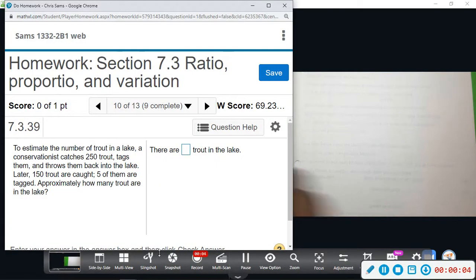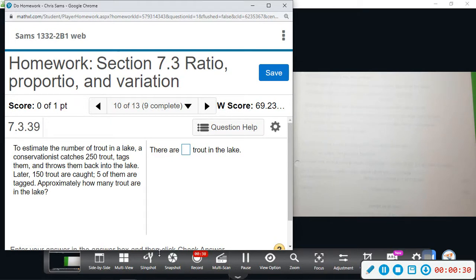Alright, number 10 says to estimate the number of trout in a lake. A conservationist catches 250 trout, tags them, and throws them back in the lake. Later, 150 trout are caught. 5 of them are tagged. Approximately how many trout are in the lake?